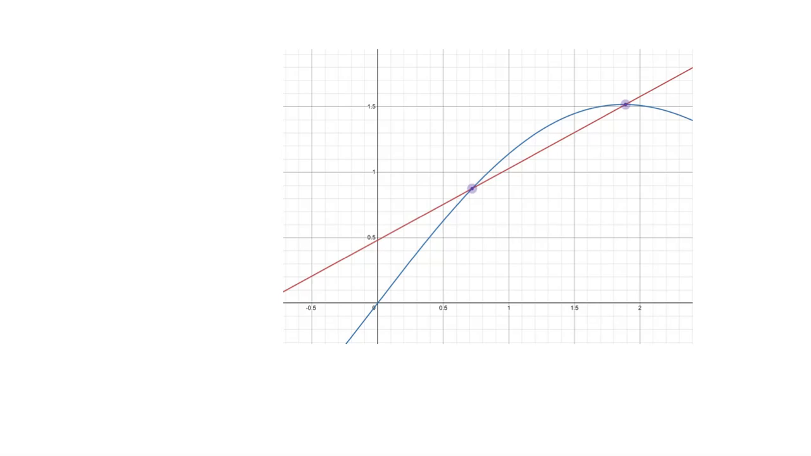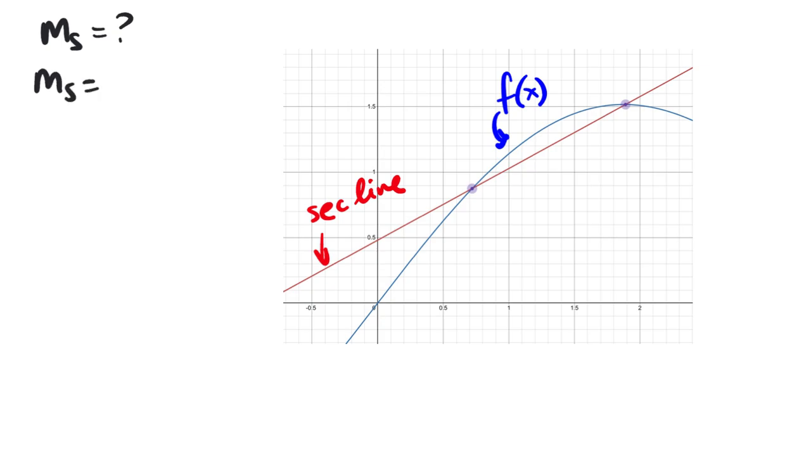Here we have a function f of x, and then we have a secant line. Now, what is the slope of the secant line? Well, the slope of any line is just the delta y over the delta x, or the change in y over the change in x.